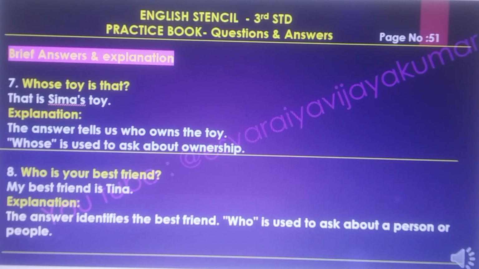Whose toy is that? This is Seema's toy. Explanations. The answer tells us who owns the toy. Whose is used to ask about the ownership. Who is your best friend? My best friend is Tina. Explanation. The answer identifies the best friend. Who is used to ask about persons or people.